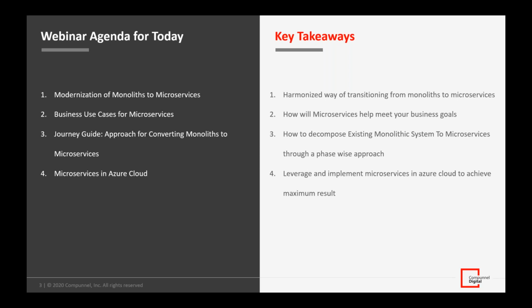So our webinar agenda for today, we are going to talk about the modernization of monoliths to microservices, business use cases for microservices, the journey guide, the approach for how to convert monoliths to microservices, what that looks like, and then what microservices in Azure Cloud looks like, how that platform is really helpful. Your key takeaways today will be a harmonized way of transitioning from monoliths to microservices. You'll understand how microservices help you meet your business goals, and how to decompose your existing monolithic system to microservices. And this is through a phase-wise approach. And you'll understand how to leverage and implement microservices in Azure Cloud to achieve the maximum results.